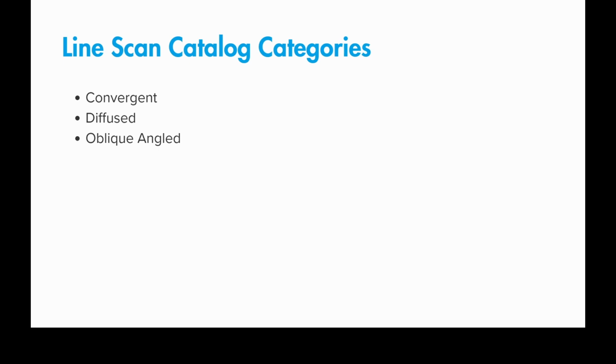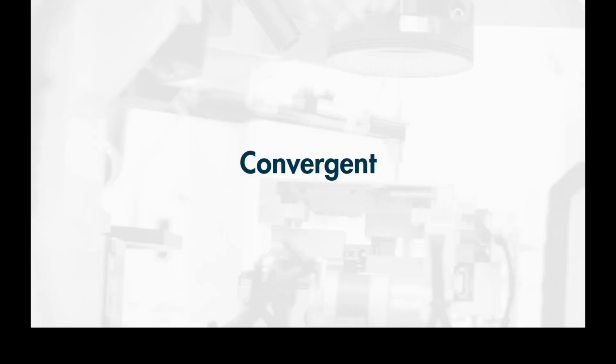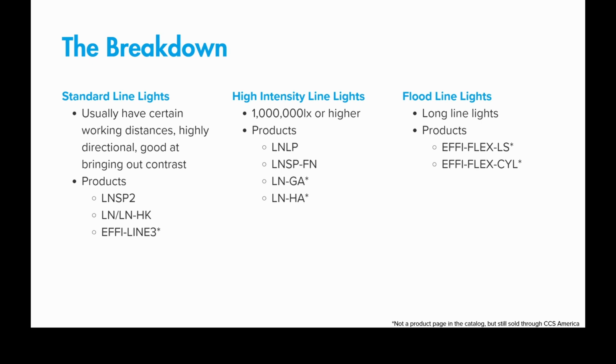So that's pretty much the breakdown of what the product pages give you. Some of them have a little bit different information, but it's all going to be relatively consistent with what I went through. Now that we've figured out what's important with each product page, we're going to talk about the different product types that we have. So there are convergent lights, diffuse lights, and oblique angled lights. Convergent lights are meant for bright field lighting. So they're where the light is directed down in a very thin line and extremely intense. They usually have certain working distances, they're highly directional, and they're really good at bringing out contrast.